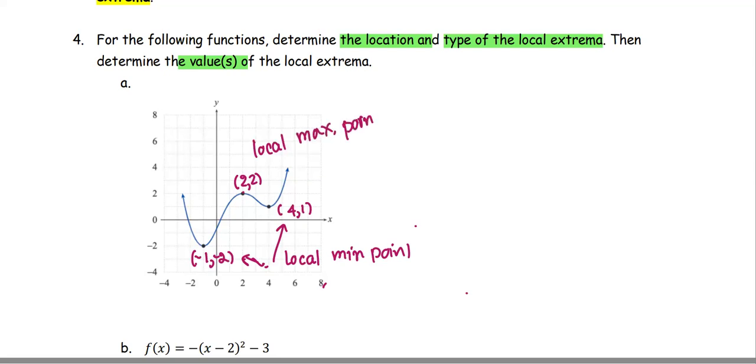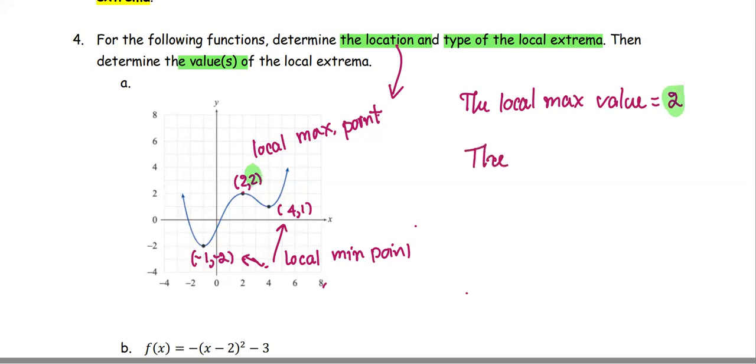The point means the coordinate or the ordered pair or the location. And the value is the y value. So we can say that the local maximum value is the value 2, just this value. And the local minimum values, there are two of them, with the value 1 and the value negative 2.